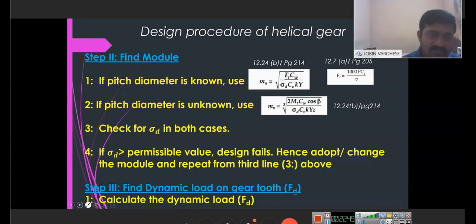Then comes the endurance limit. In the case of endurance limit, we ask how long the gear will have life. Only when the question asks for finding the life of the gears do we go for this step. Otherwise, it is not important. The other condition here is that F endurance should be greater than FD. The endurance force should be greater than the dynamic force, because only then can it work for long years.